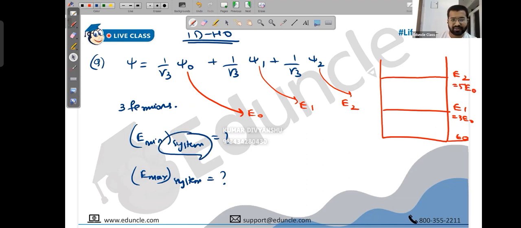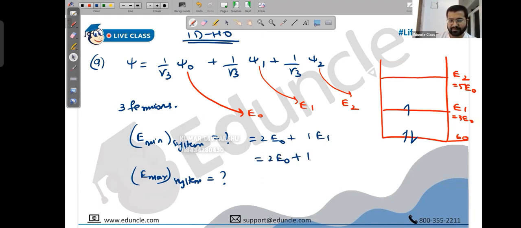For the minimum energy, 2 electrons will be in the ground state and 1 will be in the E1 state. So 2 E naught plus E1, which is 3 E naught, gives 5 E naught. So the minimum energy of the system is done.